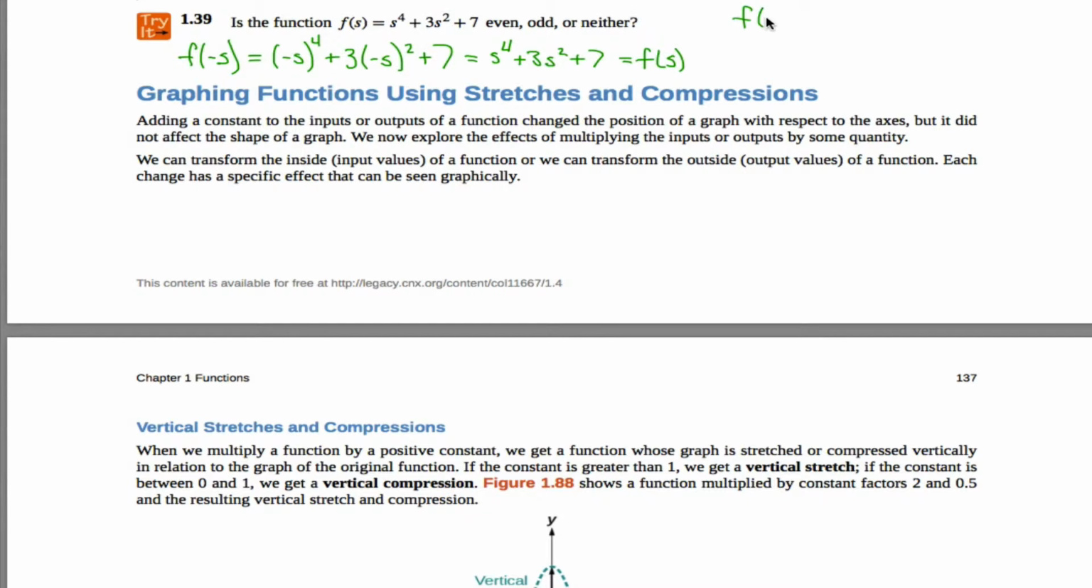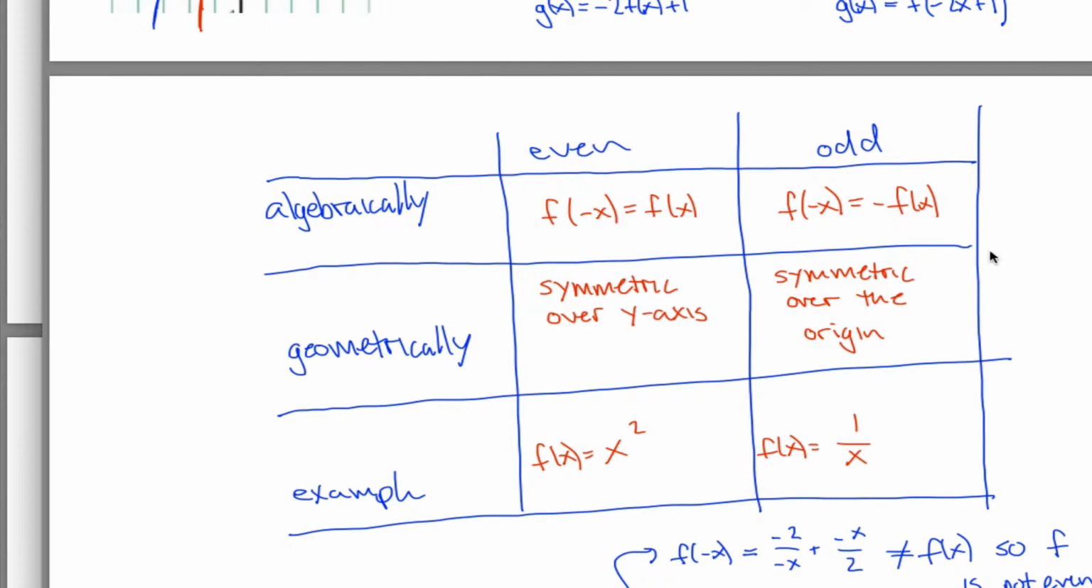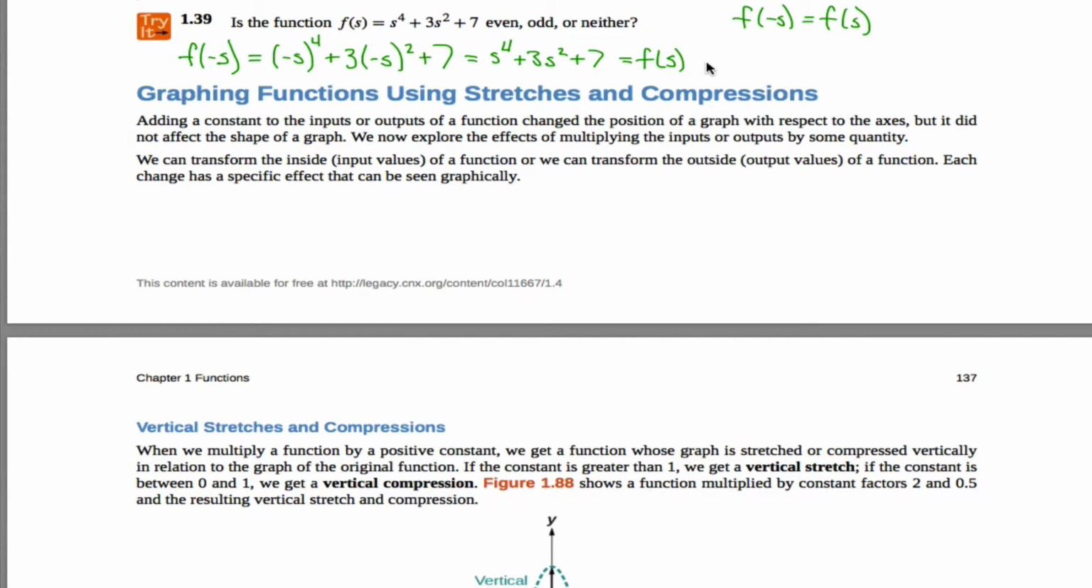And note that what I have written right here is the exact same as f of s. So f of negative s equals f of s, which is exactly my criteria for being even. So this function right here is even.